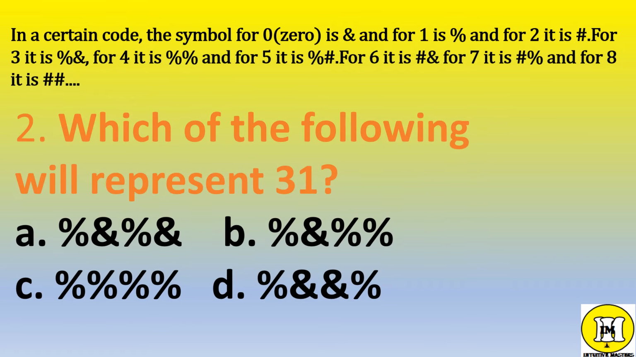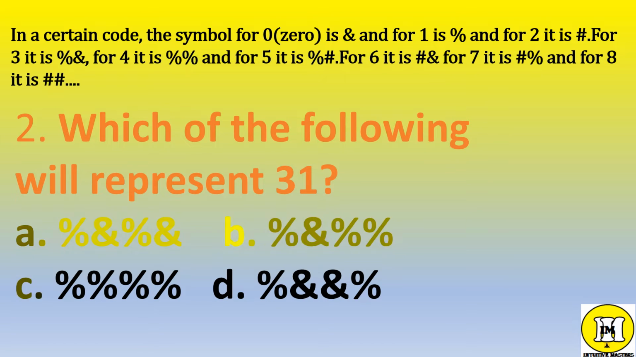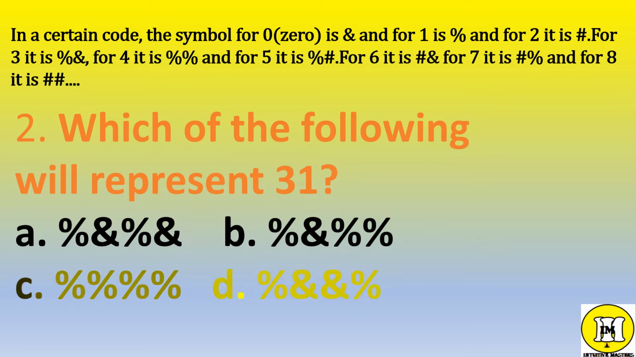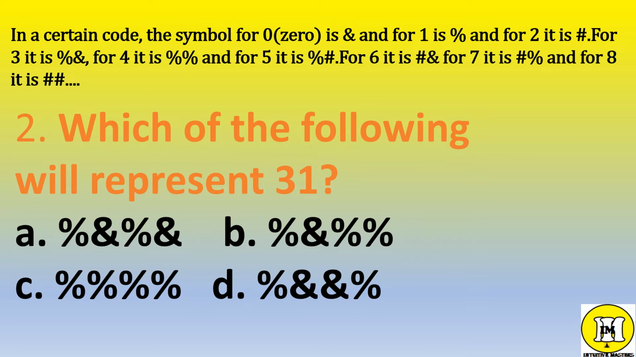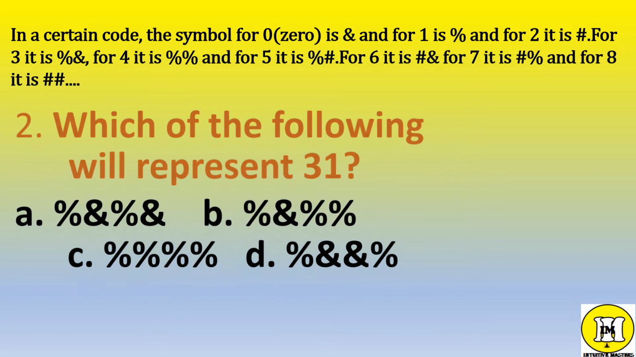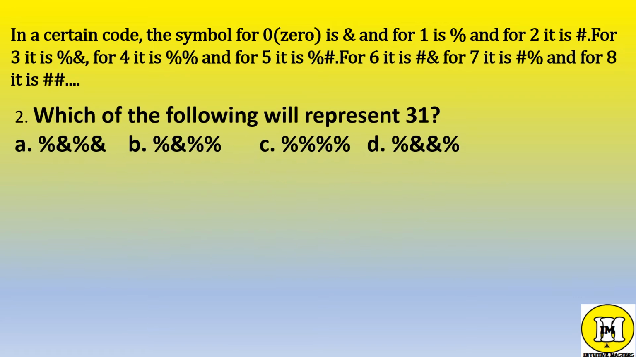Which of the following will represent 31? A. % and %, B. % and %, C. %, D. % and %. Can you solve it in 20 seconds?